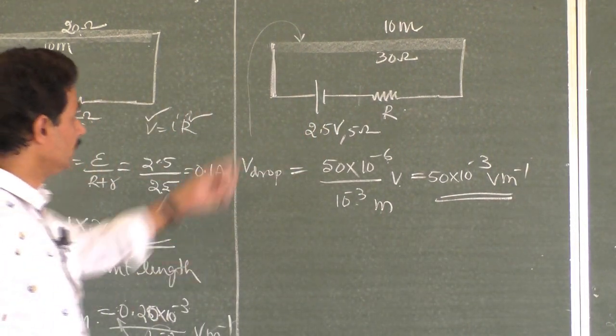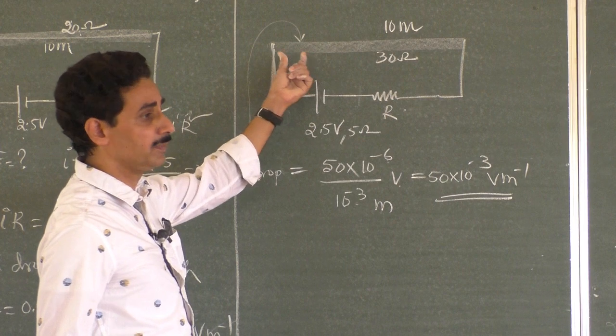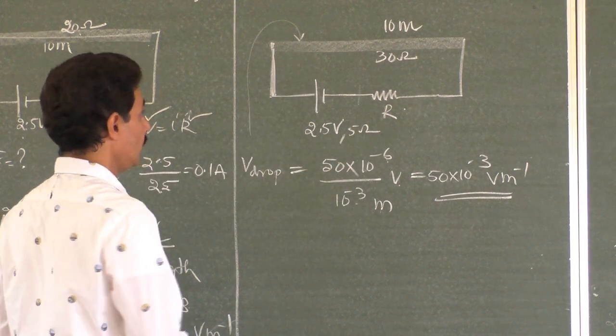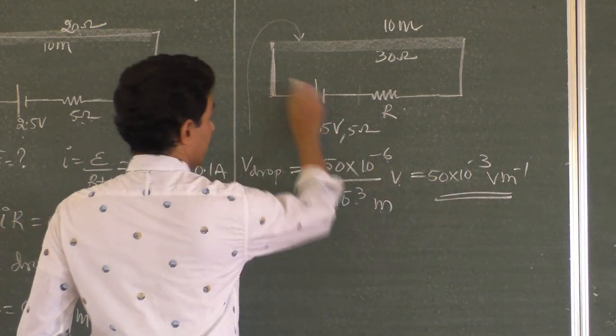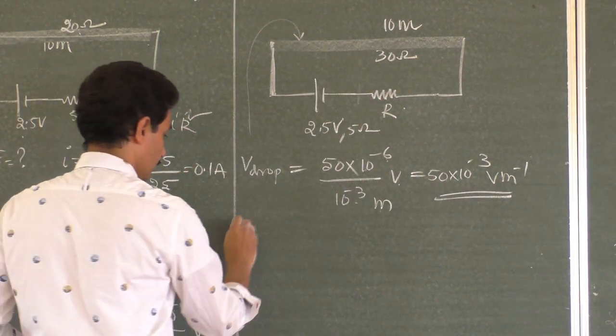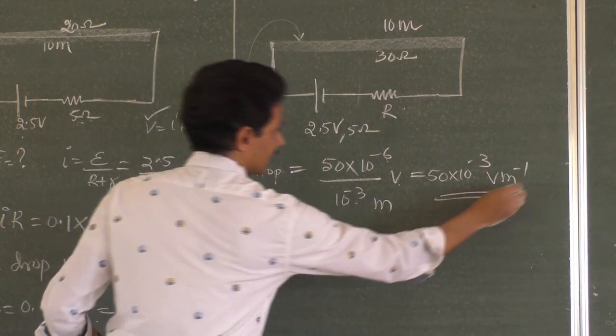Okay. How much voltage is dropped across the wire per meter? We have got it. What is the total voltage drop across the wire? Can you find it out? This is voltage drop per meter. But this is 10 meter in length. So total, I will call this as phi.